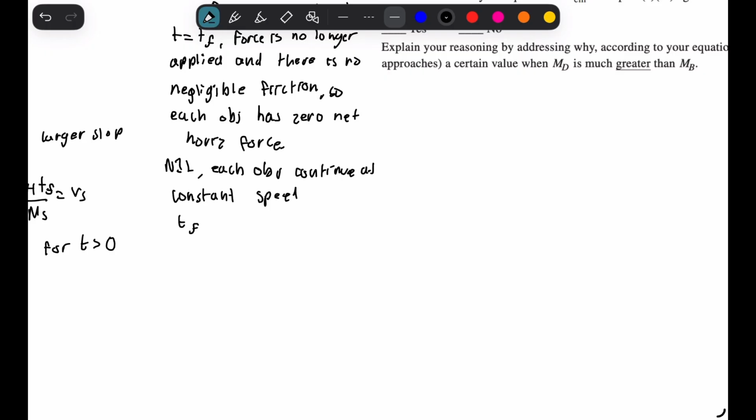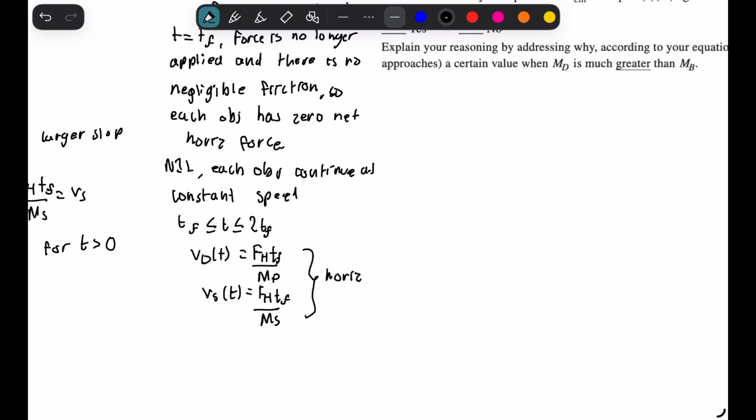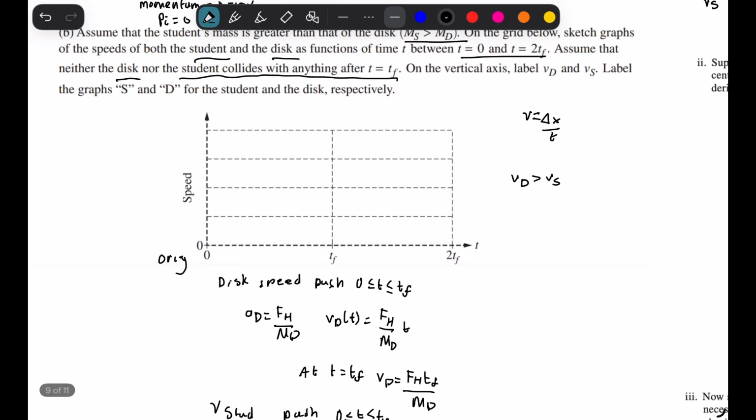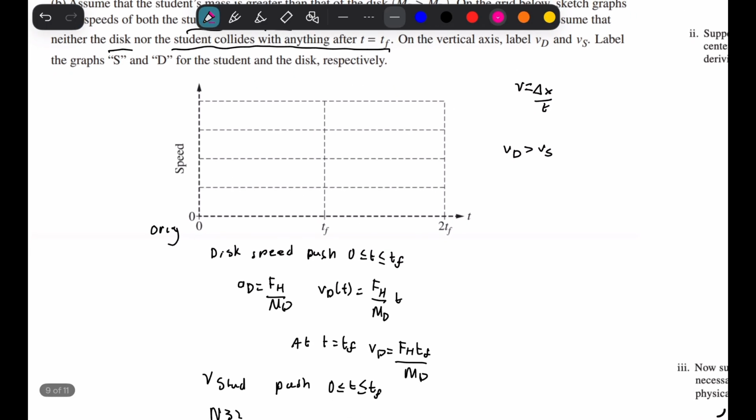So for TF less than or equal to t, less than or equal to 2TF, vD of t is equal to FH TF over MD, right? And then vS of t is equal to FH TF over MS. These are both going to be horizontal lines, and let's write these lines on our graph here. So we know that both of the graphs are going to be starting at 0, 0, right? Because they started from there.